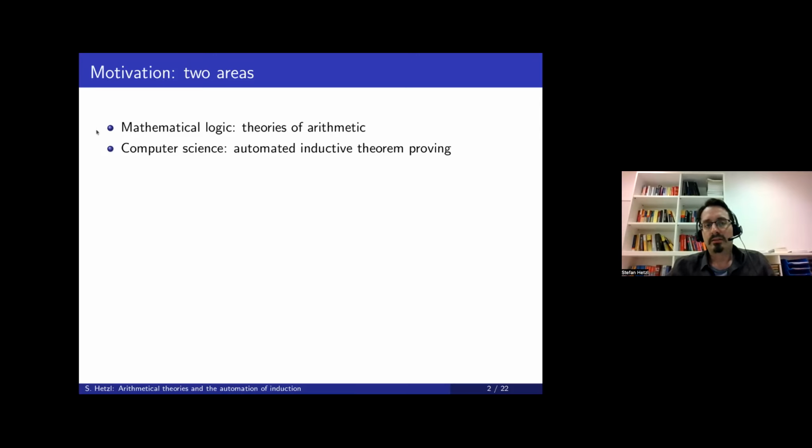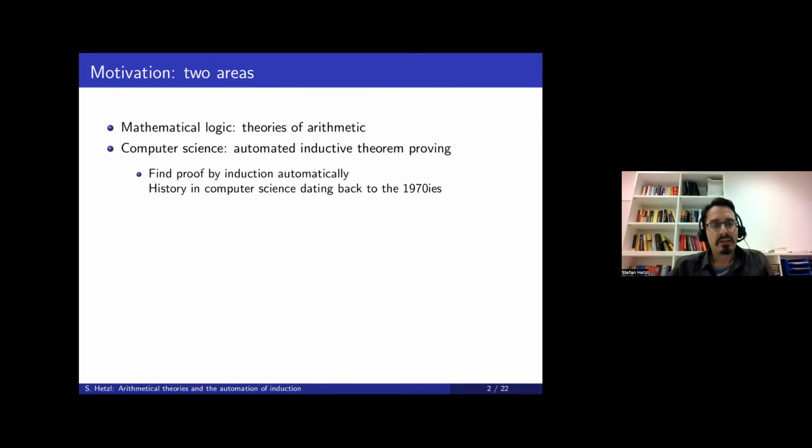On the one hand, theories of arithmetic and mathematical logic. You all know this area, so I don't have to say anything to introduce it here. But on the other hand, the area of automated inductive theorem proving in computer science. Since this may not be as well known here, I will say a few words about it. The basic aim of this area is to develop algorithms that find proofs by induction automatically. And this has a long history in computer science, going back to at least the 1970s.